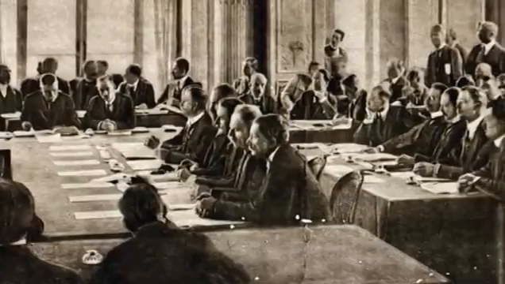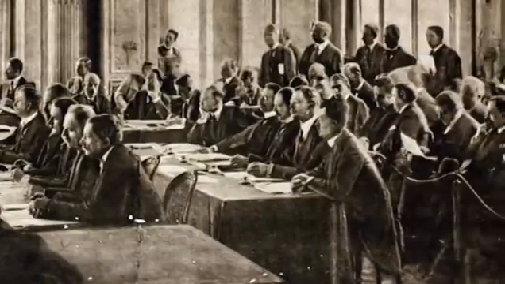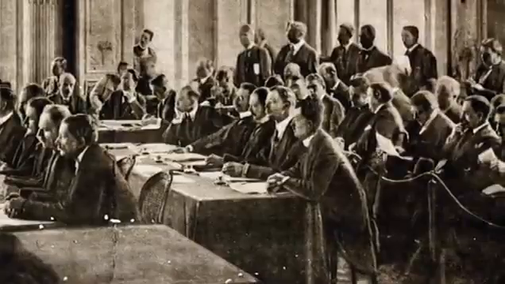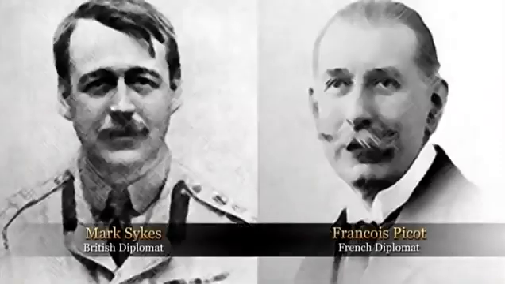The treaty is a public version of a secret agreement made between Britain and France back in 1916. At that time, British diplomat Mark Sykes and French diplomat François Picot redrew the map of the Middle East to accommodate Western greed for land and oil.